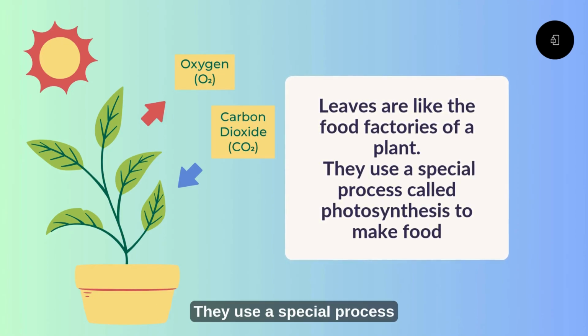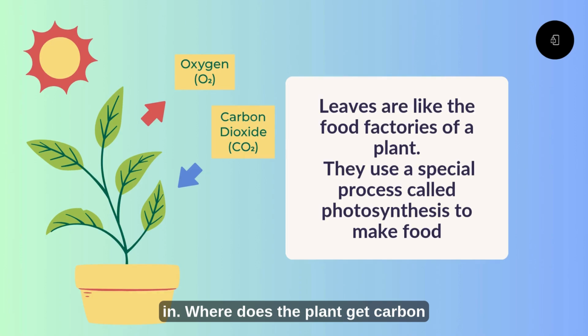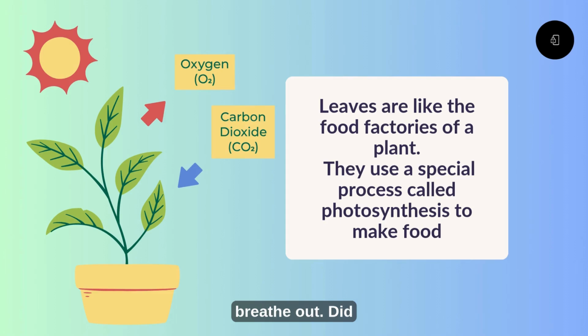They use a special process called photosynthesis to make food. Do you know what plants take in during photosynthesis and what is produced? If you look at this picture, you can see carbon dioxide is being taken in. Where does the plant get carbon dioxide? When we breathe out.